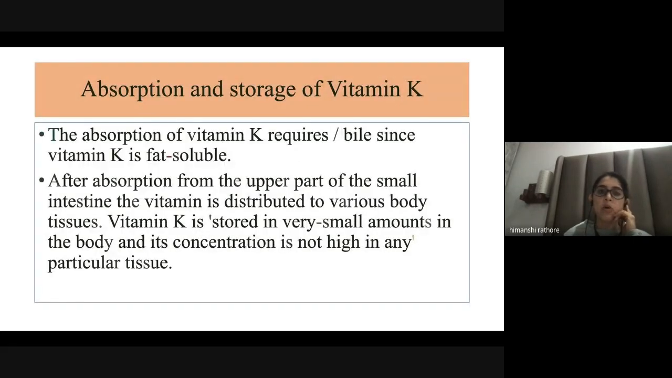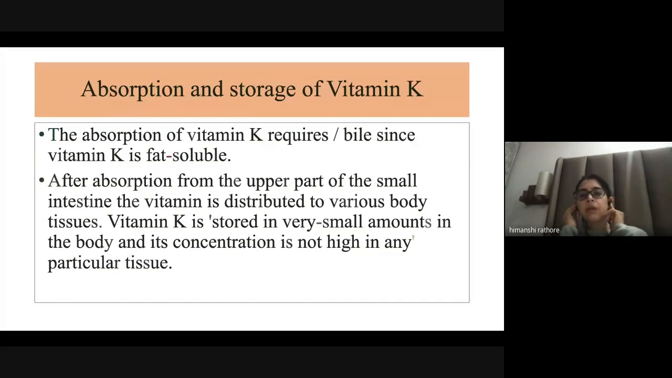Now, how is vitamin K absorbed and stored in our body? The absorption of vitamin K requires bile since vitamin K is fat soluble. As I told you, it is similar for all the fat soluble vitamins. Then, after absorption from the upper part of the small intestine, the vitamin is distributed to various body tissues. Like other vitamins, this is also similar.